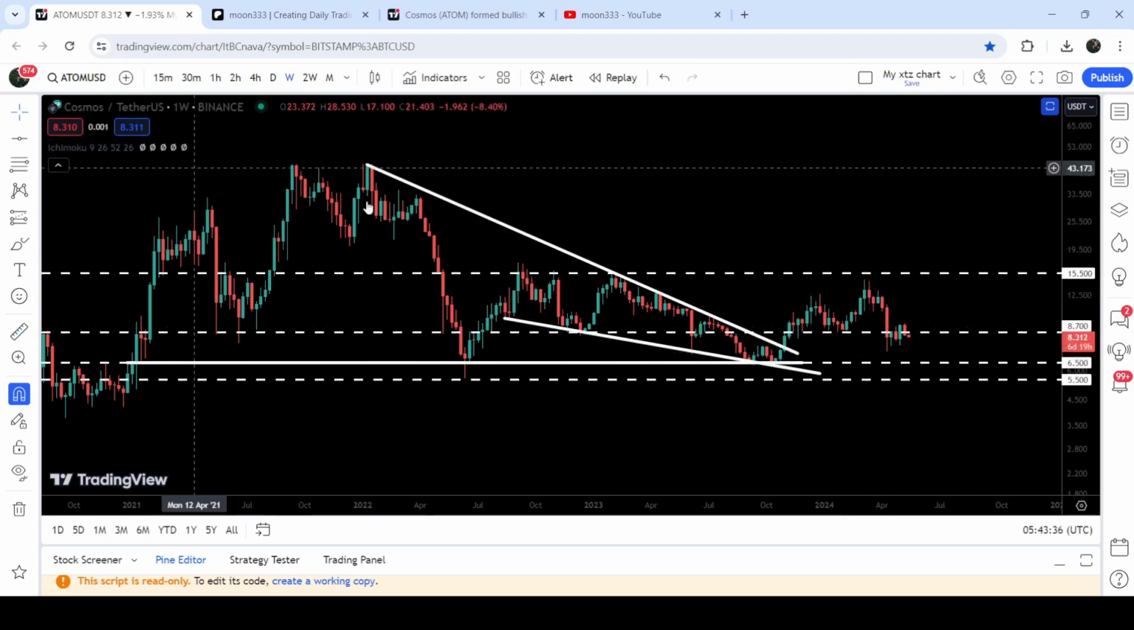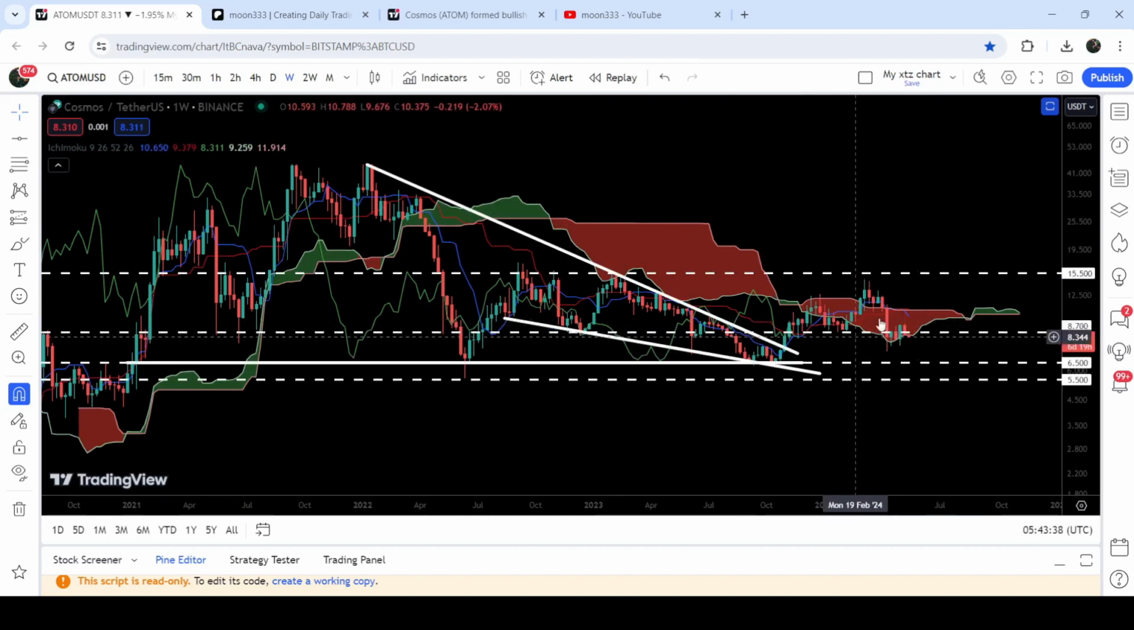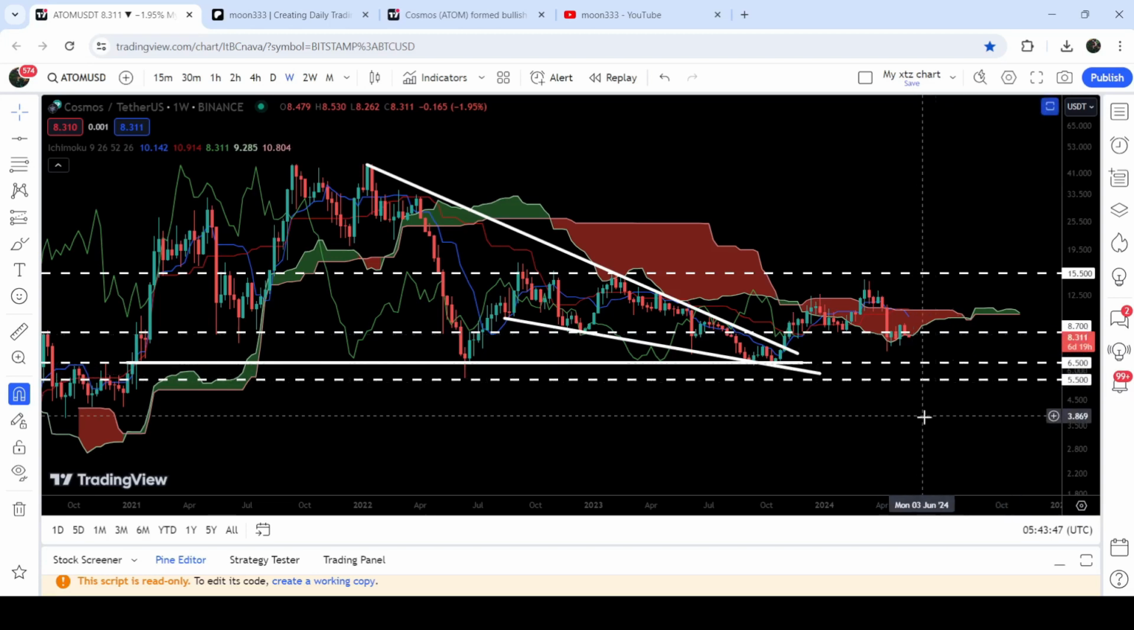At the same time, the price line is also trying to break down the lower band support of the Ichimoku bearish cloud. In case of breaking down this support, it can drop down to the next support here at $6.50.